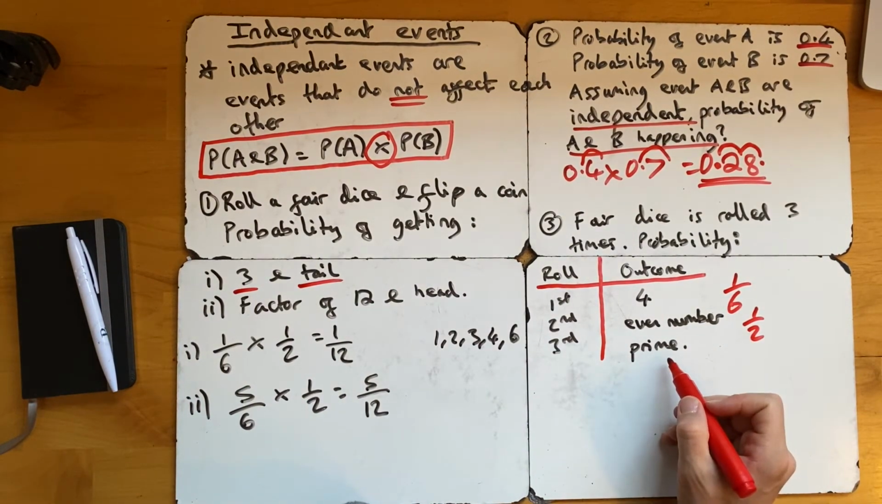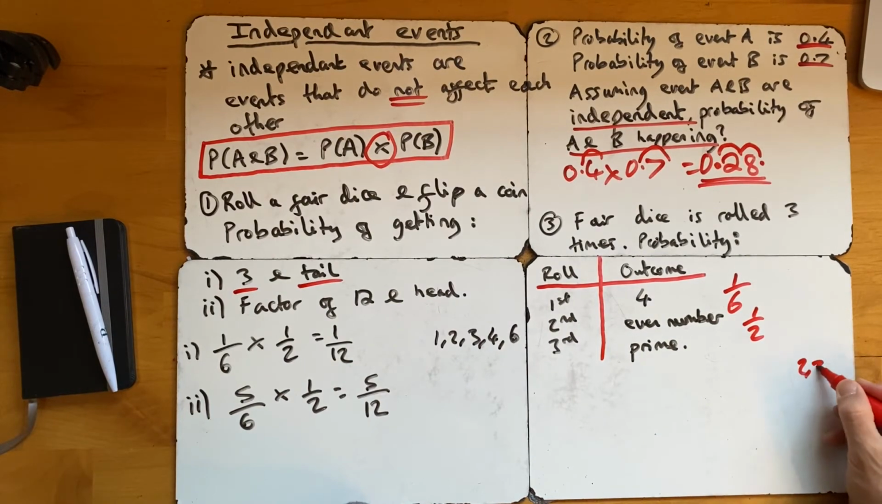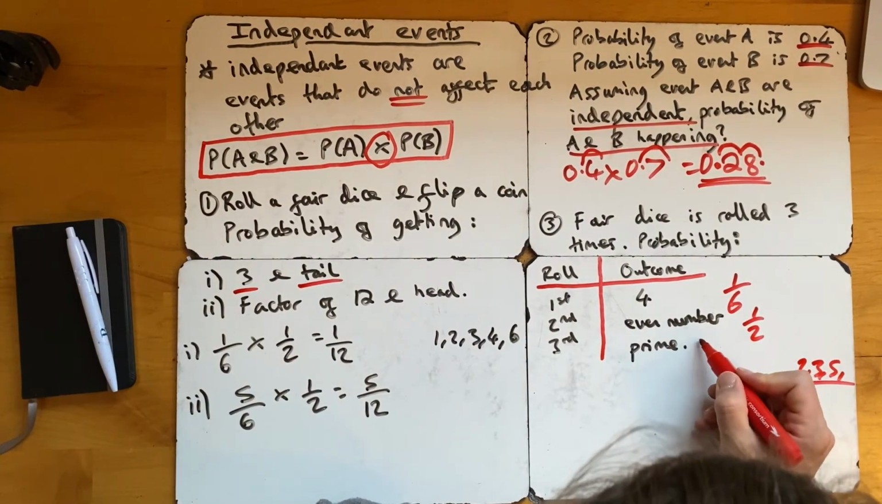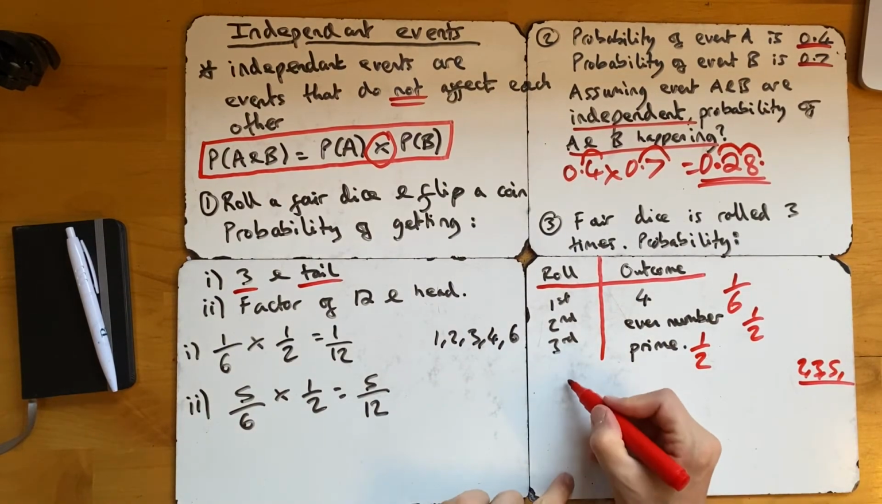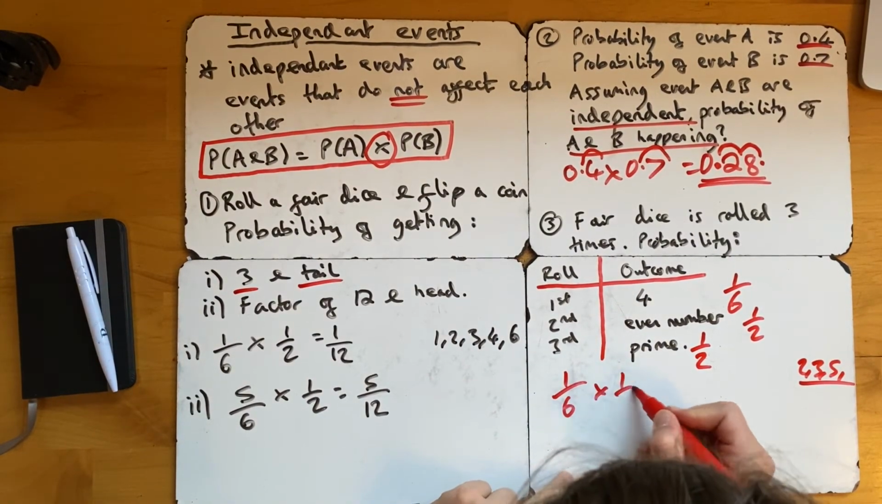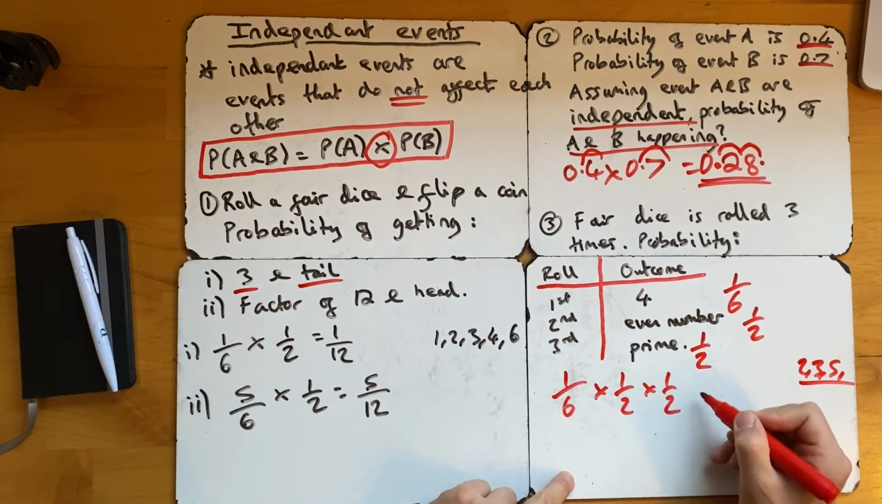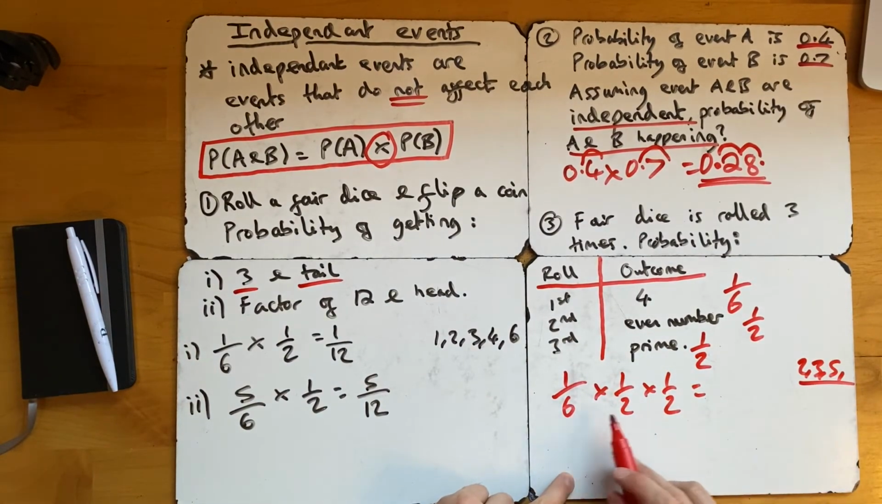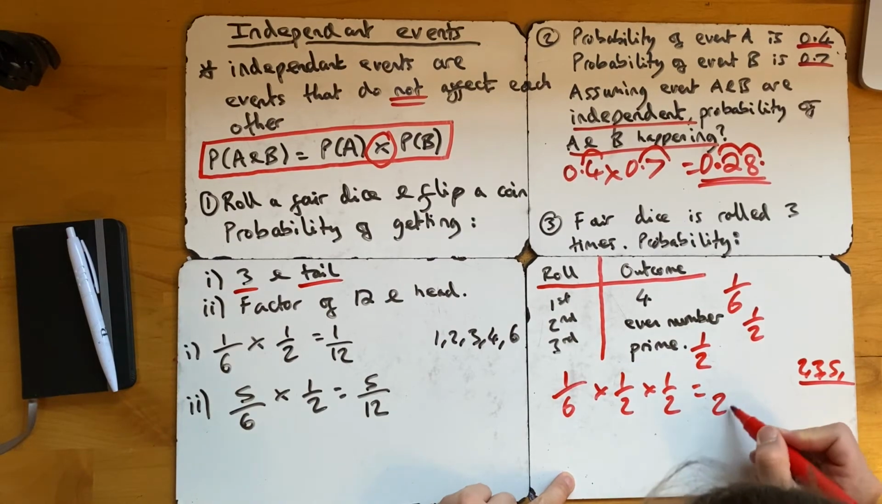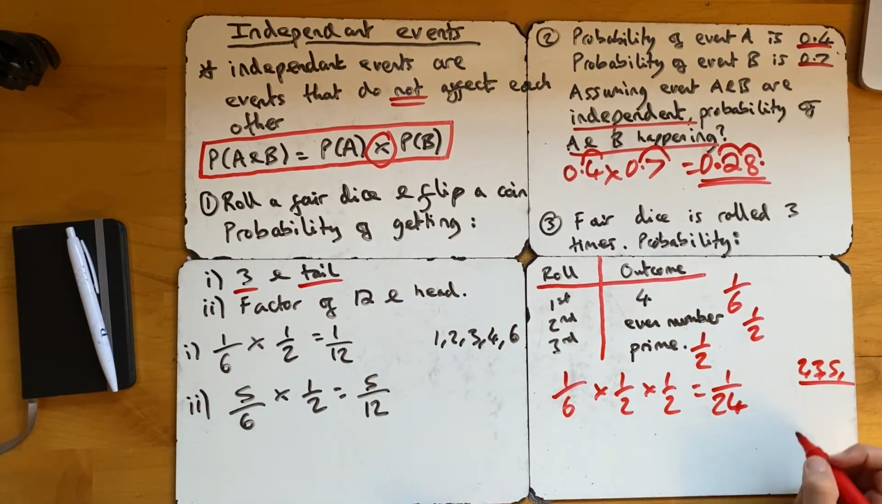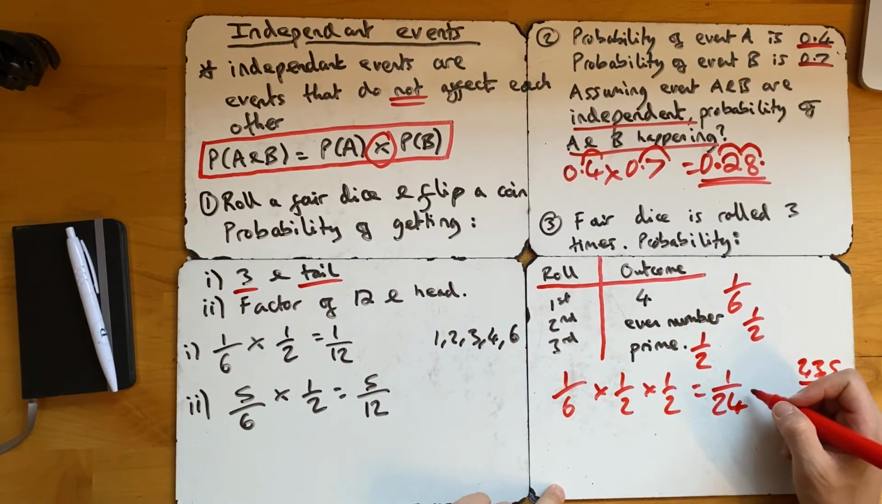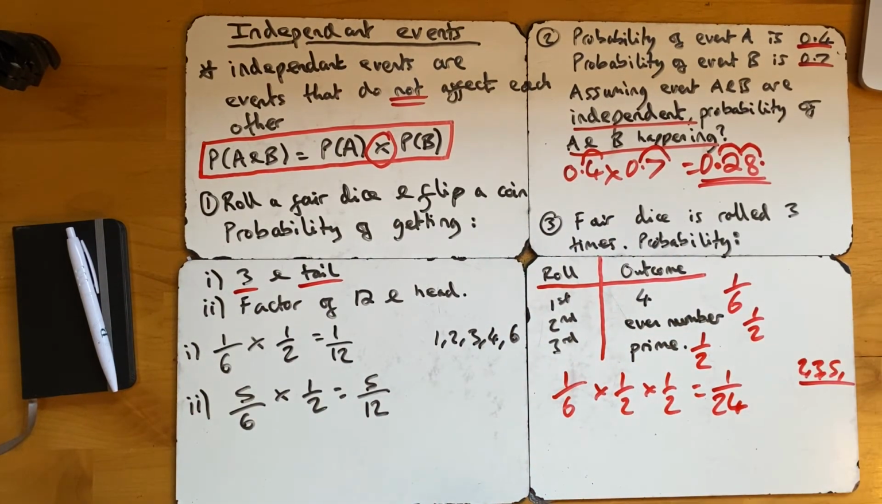And a prime number, so the prime numbers are 2, 3, 5, and that's it on a dice. So again, that's 3 options, 3 out of 6, so I can write it as a half. So the probability that all of these are going to happen is 1 out of 6 times 1 out of 2 times 1 out of 2. 6 times 2 is 12, times 2 again is 24. 1 times 1 times 1 is still 1. So it's very unlikely, it's just 1 out of 24, what you would expect.